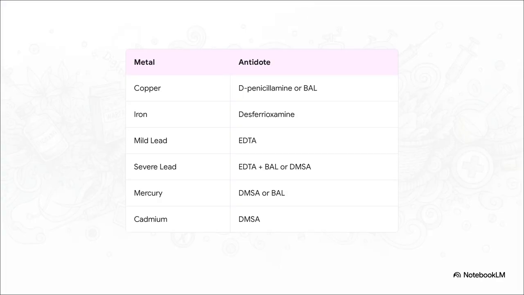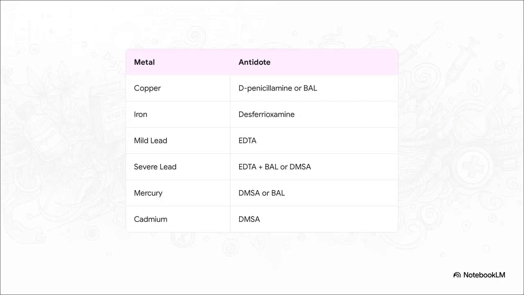We're kicking off our survival guide by looking at severe environmental and industrial threats, situations where heavy metals completely disrupt the body's baseline chemistry. You know, toxicology is literally a lock-and-key science. Every single metal requires a highly targeted chemical compound called a chelator to safely extract it from the bloodstream. For copper, we use D-penicillamine, or BAL. Iron toxicity, that calls for desferrioxamine.